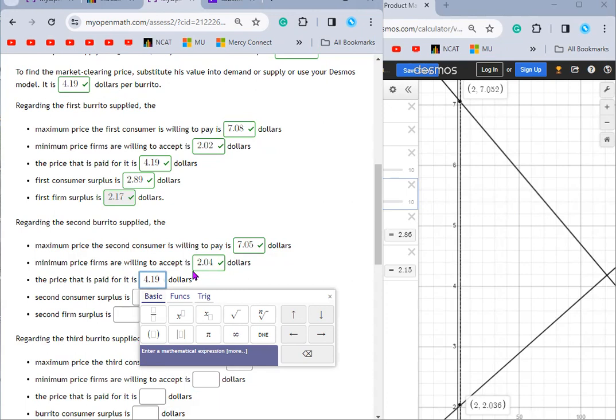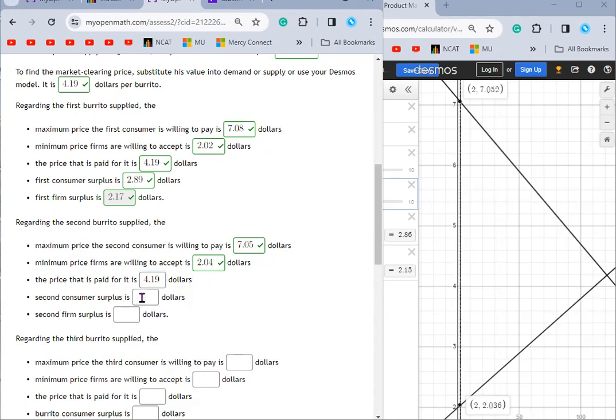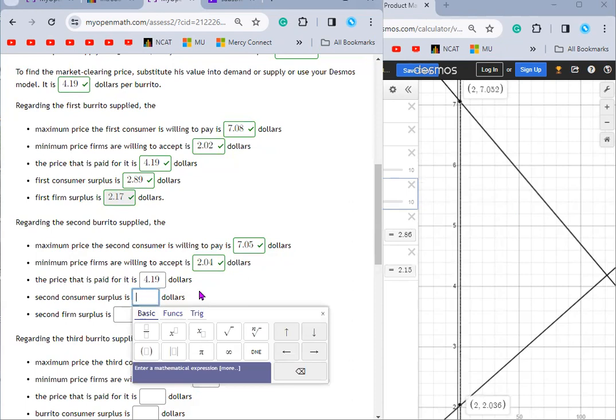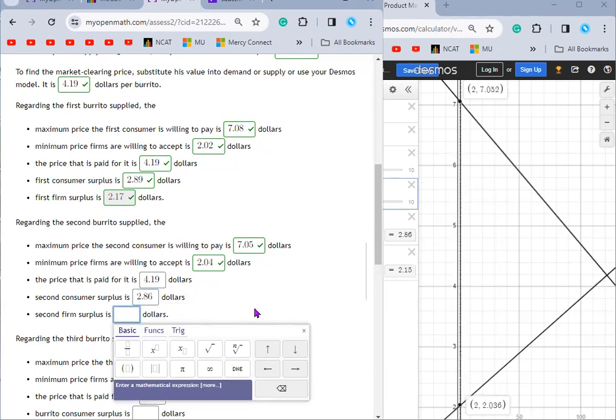That's the market price. The consumer surplus is not as big as it once was because the second consumer is really not willing to pay as much as that first consumer, right? So the consumer surplus dropped to 2.86. The firm surplus rose to 2.15.